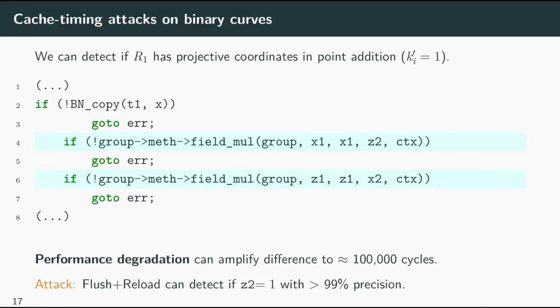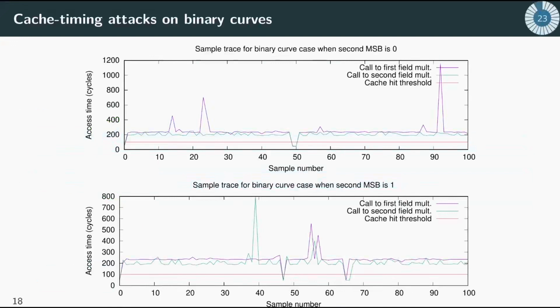Again, the timing difference at first is not very large, but the performance degradation can amplify the difference to 100,000 cycles, corresponding to 20 slots of flush and reload attack, which allows the attacker to detect if the Z2 value here is trivial with larger than 99% precision. Again, the memory traces illustrate the attack. We can observe that when the second most significant bit is 1, the first field multiplication will take a long time, so the second field multiplication only starts 20 slots later.